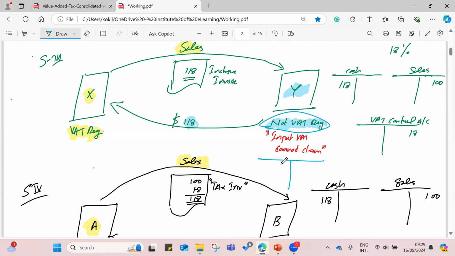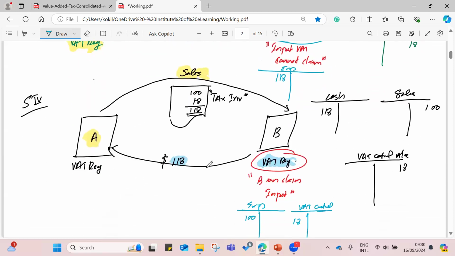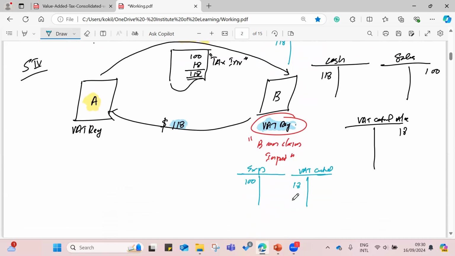Then what Y will do is the entire amount goes as expense, right? Why do they need to record the entire amount as expenses? Because they are not registered, so they can't claim. No point of recording that separately because they are not registered in the books of Y. In the final scenario, the books of B need to record the VAT control account because they are registered. And then finally, when they are making sales, they can claim, right?